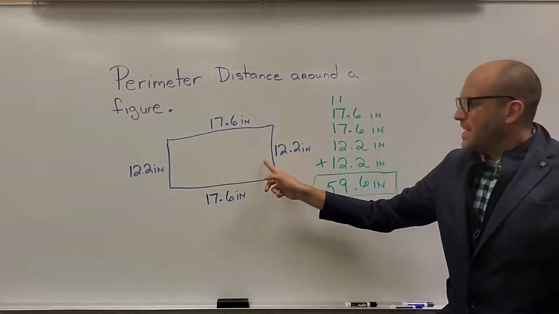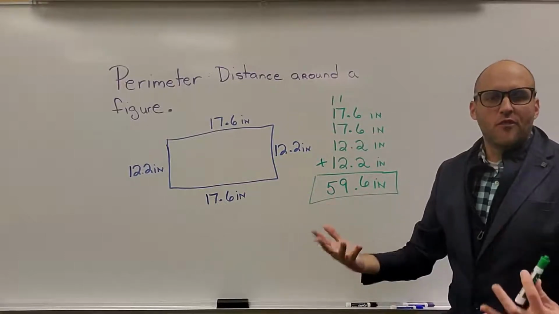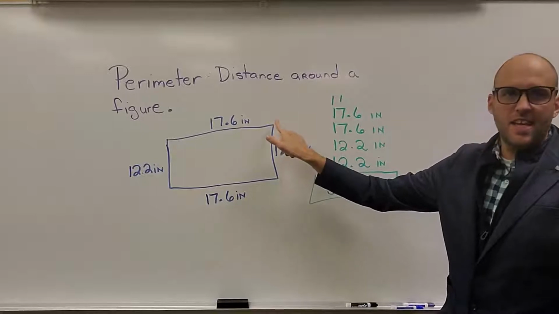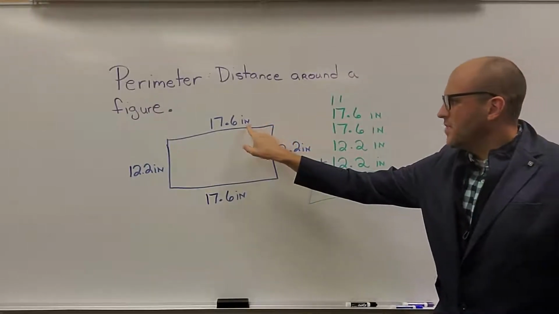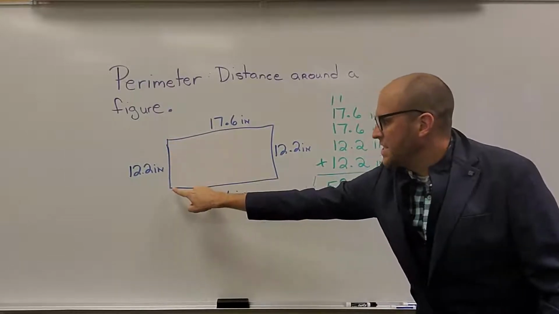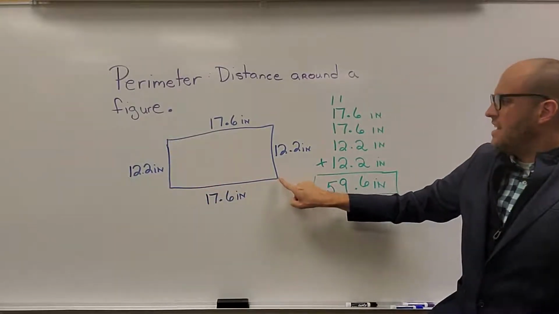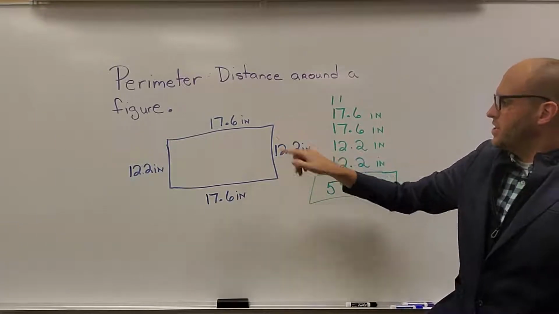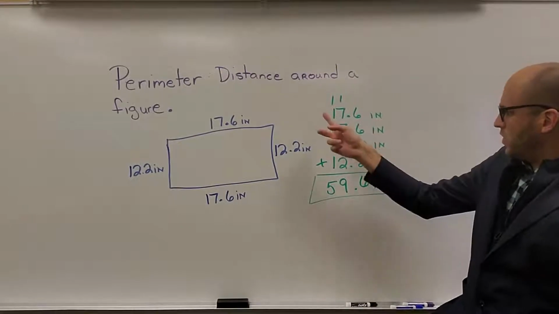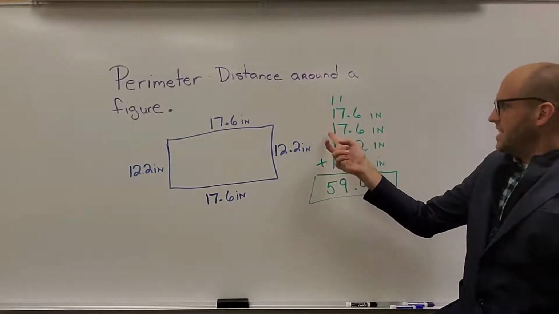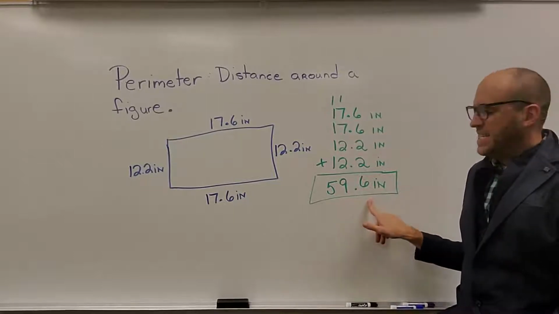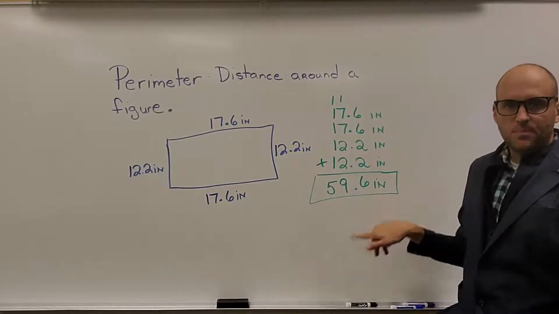For the perimeter of a rectangle, there are 4 sides, so there are 4 sides that we have to add up. We start with 17.6 inches, then we go to 12 and 2/10, 17 and 6/10 again, and 12 and 2/10. Because there are 4 sides, we have to add all 4 up, which is what you see right here: 17, 17, 12, and 12. Add it all together, we get 59 and 6/10 of an inch.